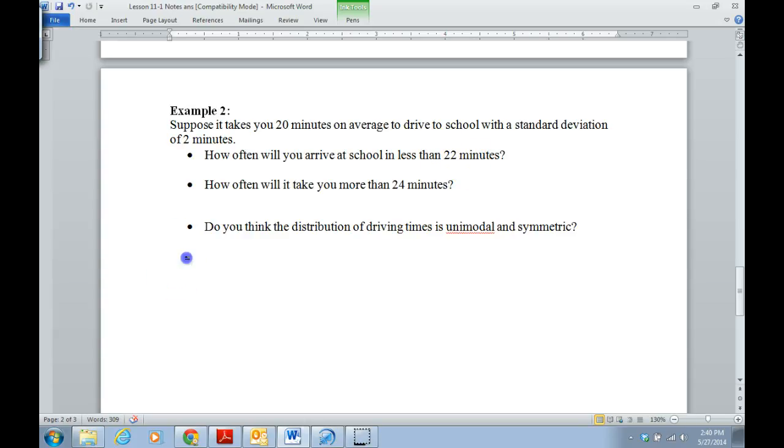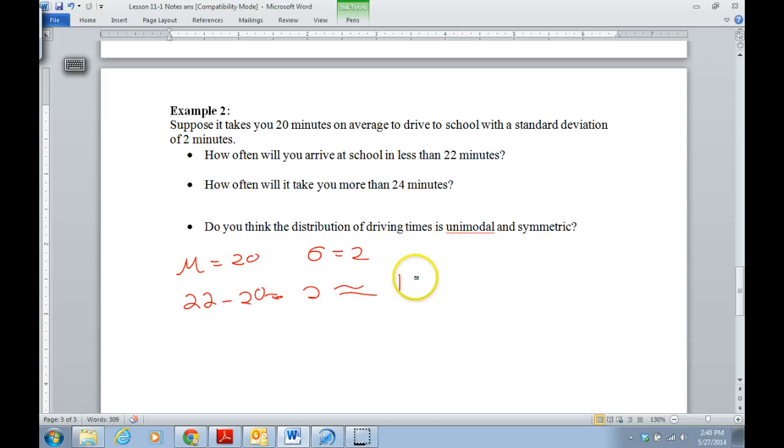What is our mu again? 20. Okay, and our standard deviation was 2. Now it says how often will you drive less than 22 minutes? How much away from the mean is that? 2. Okay, so 2 is 2 away from the mean, so that happens to be 1 standard deviation or z-score of 1, right? Wait, hold on, time out, back up.